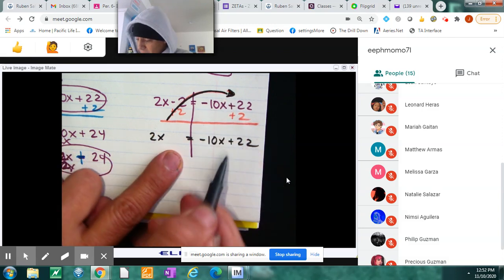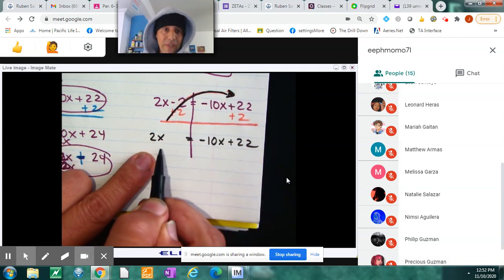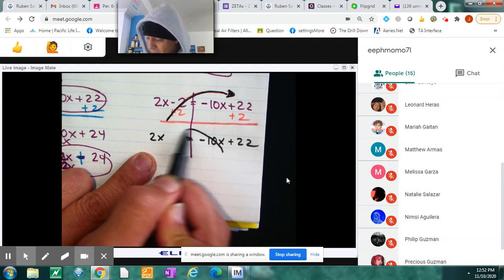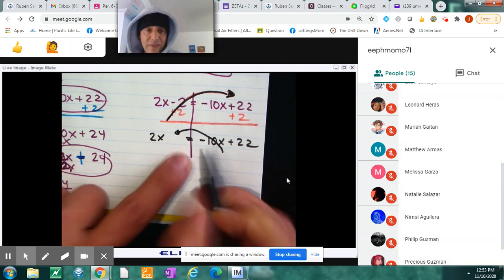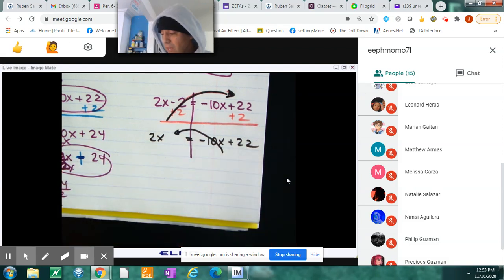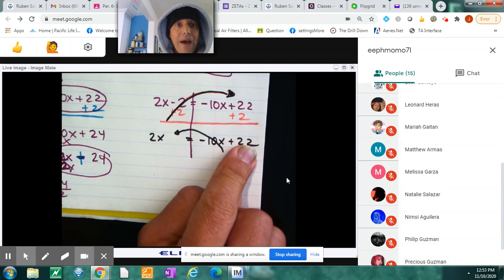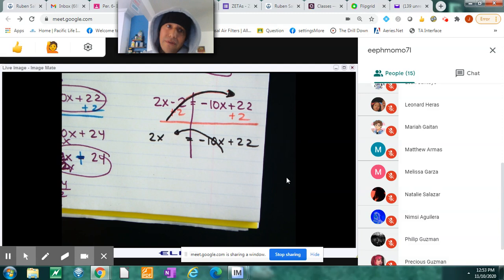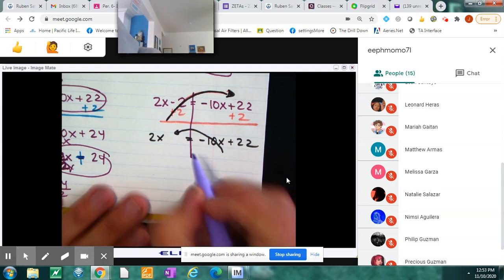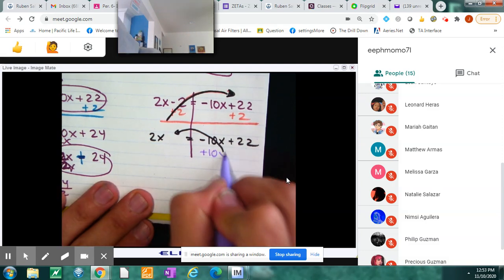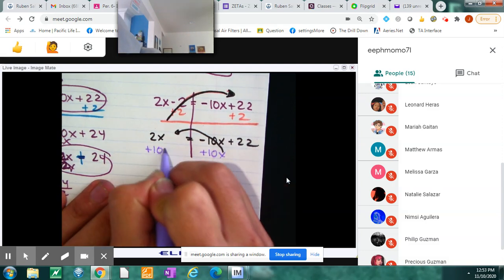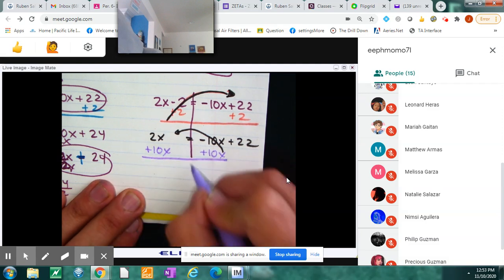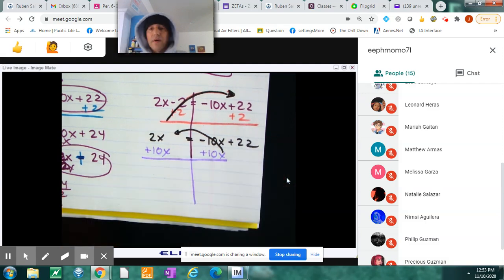Now I've got to throw something over here. I should only do this, right? Because there's an x here. So let's take out the negative 10x. Can I take out the 22? Yeah, but you're going to have to do more work. Some of you guys don't like doing work, so if you do, just do that line. So here we go. Plus 10x, plus 10x. All right, there we go.